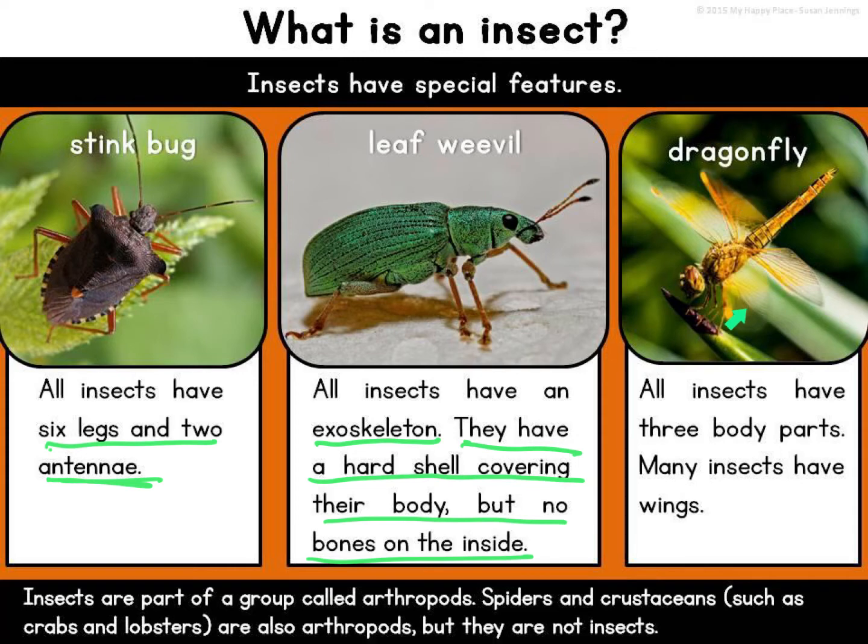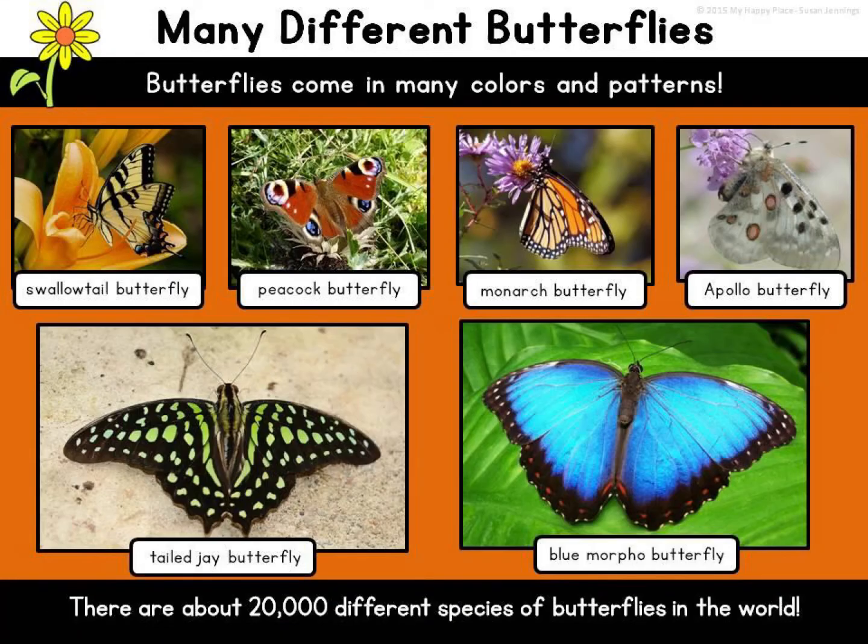Here's a picture of a dragonfly. All insects have 3 body parts, and many insects have wings. Insects are part of a group called arthropods. Spiders and crustaceans, such as crabs and lobsters, are also arthropods, but they are not insects.